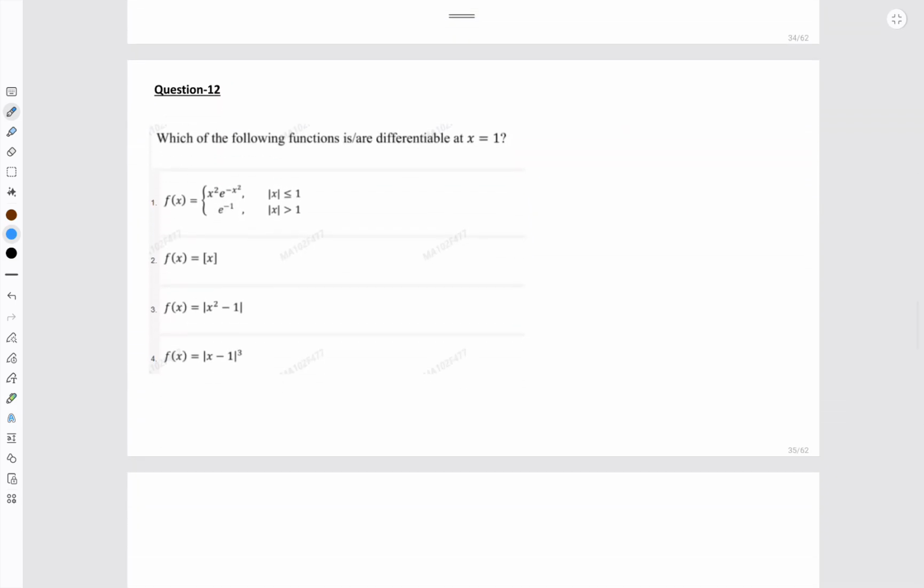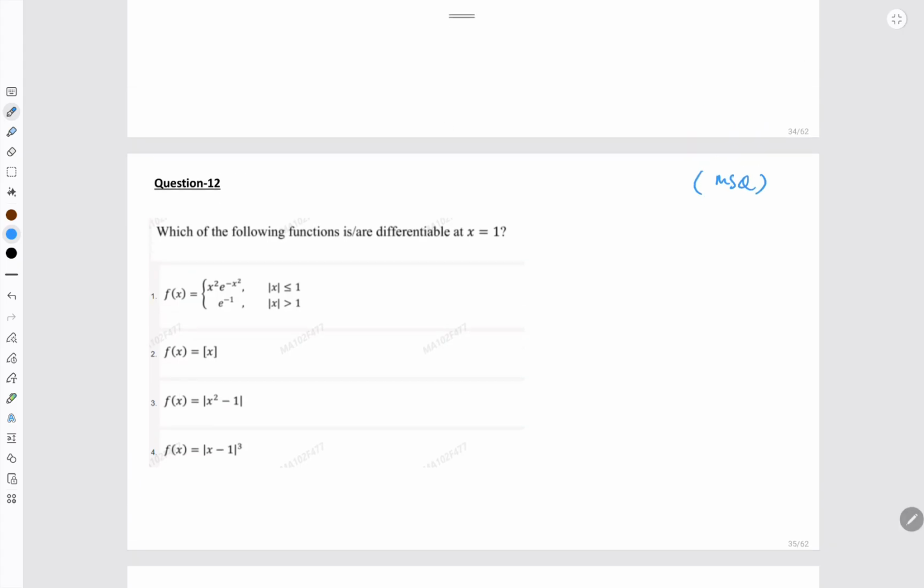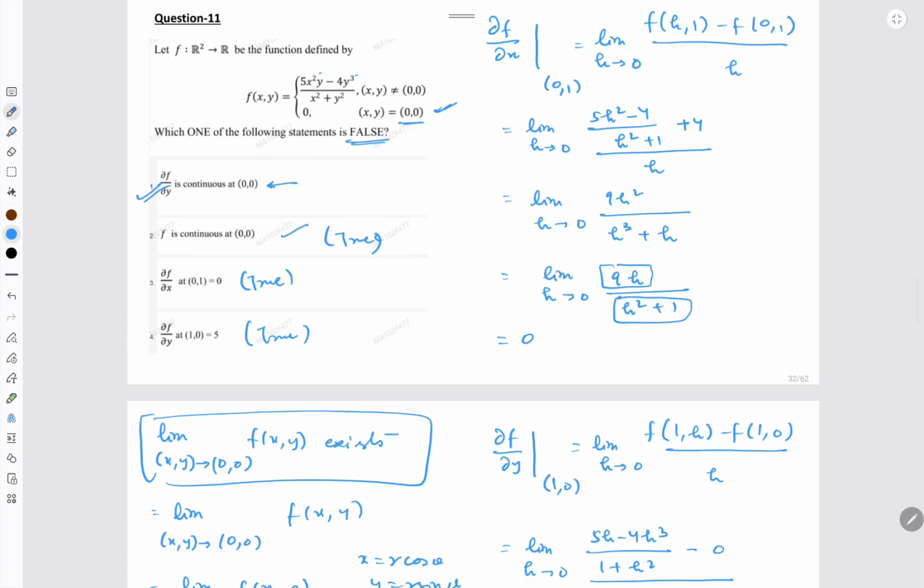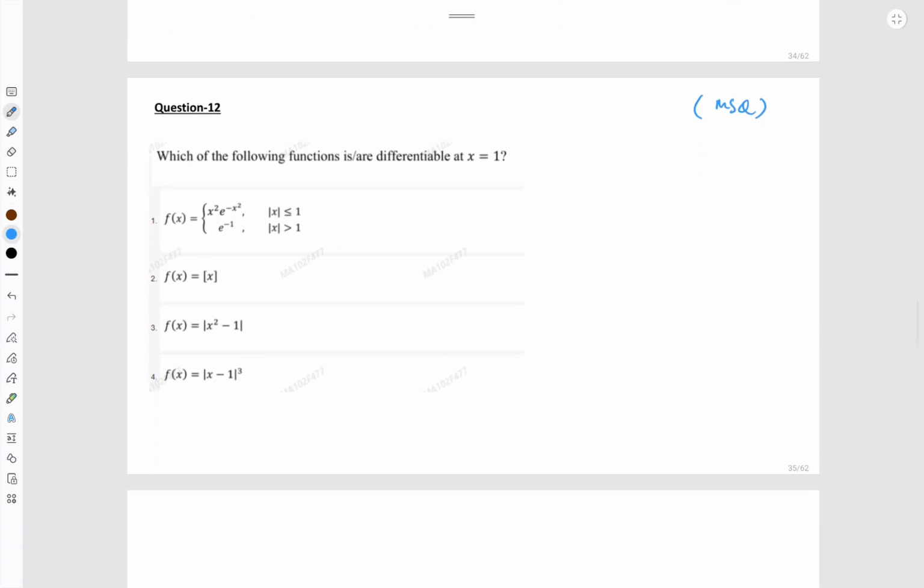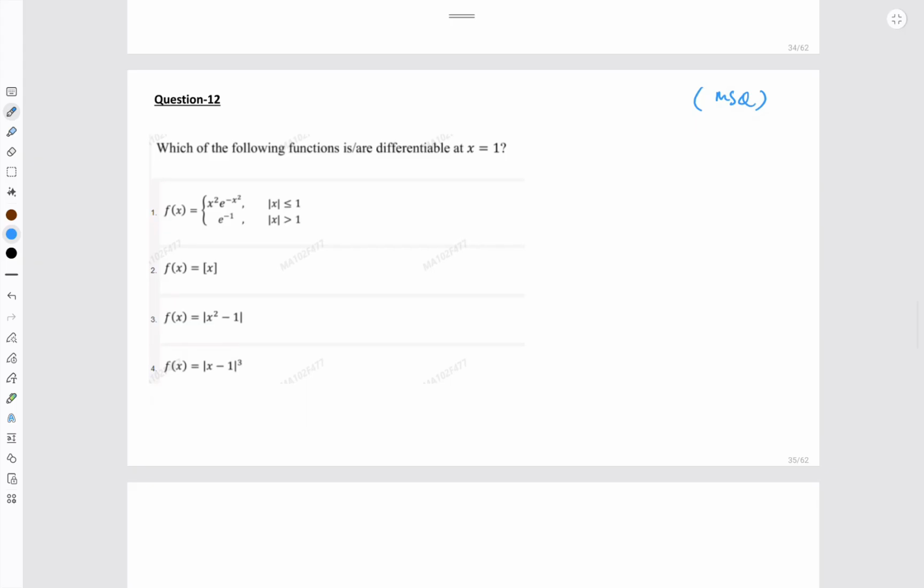Okay, so the next question is question number 12. Question number 12 is a very easy question. It is the start of MSQ. Up to question number 11 we had MCQ type questions, and from now on we will be having MSQ and then numerical answer type questions.